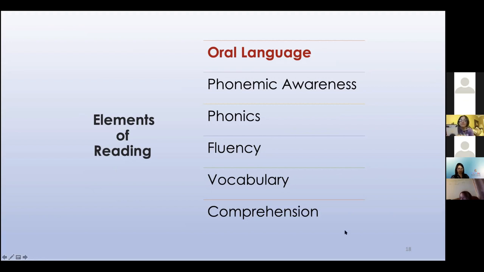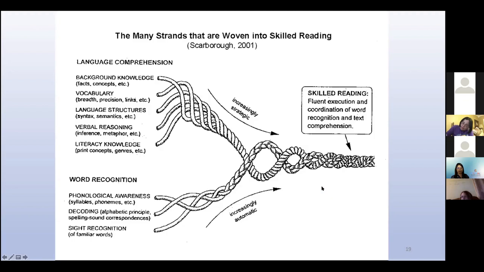These are the six areas or elements of reading for successful reading for ELLs, for any reader, actually. But what's interesting is that the latter five were from the National Reading Panel, for those of you that remember over a decade ago, the five areas of reading. Then two years later, the National Literacy Panel said, wait a second, you forgot oral language. So oral language is basic. You must have that, and you must master that in order to be a successful reader, because there are different strengths that are woven into skilled reading.